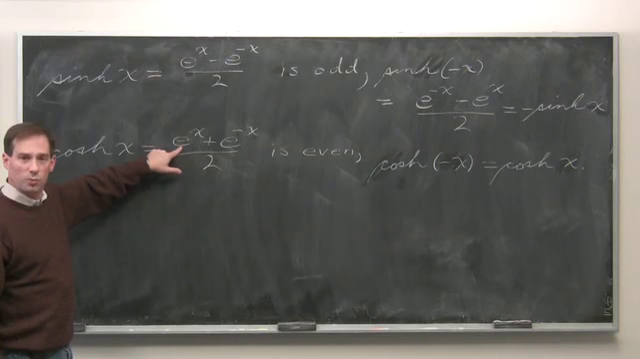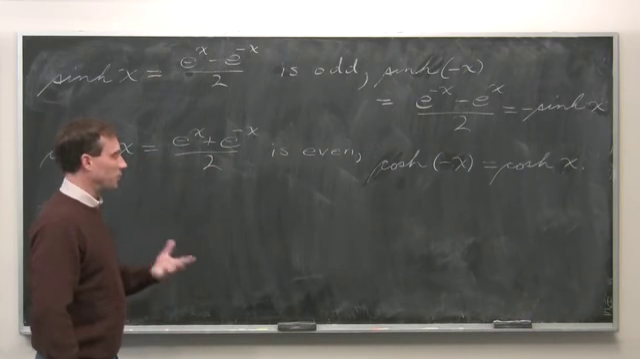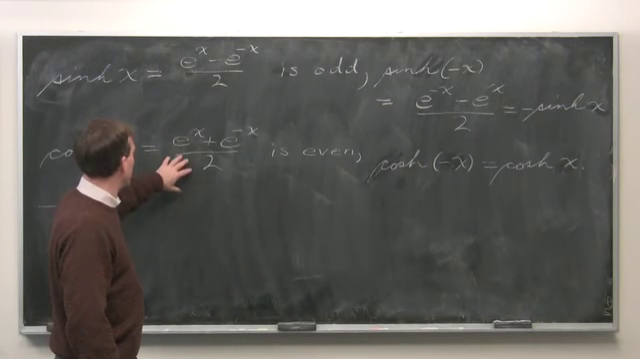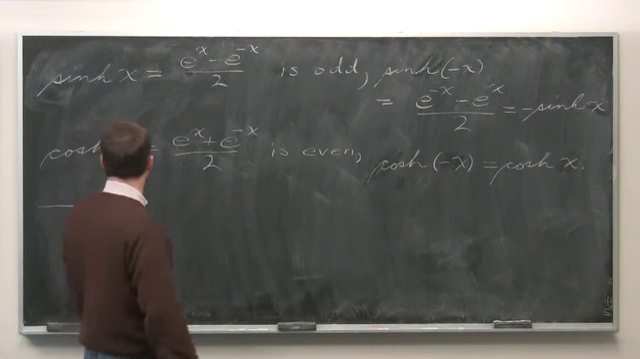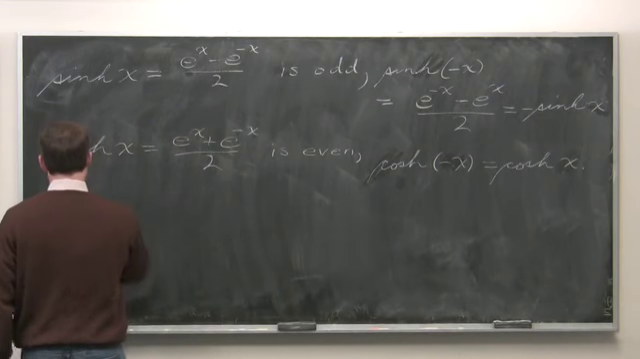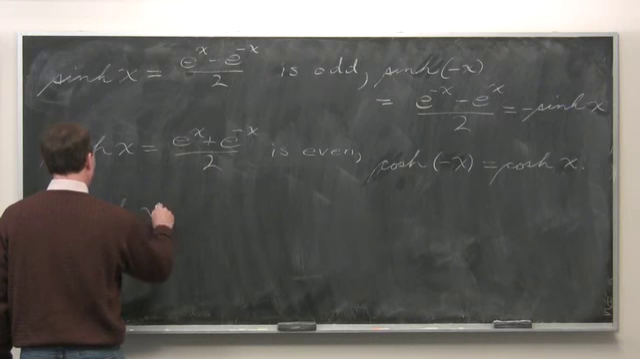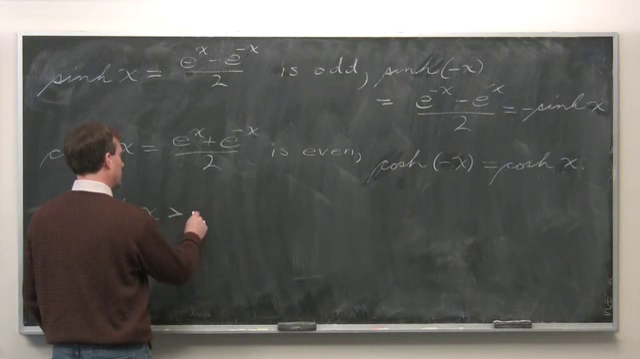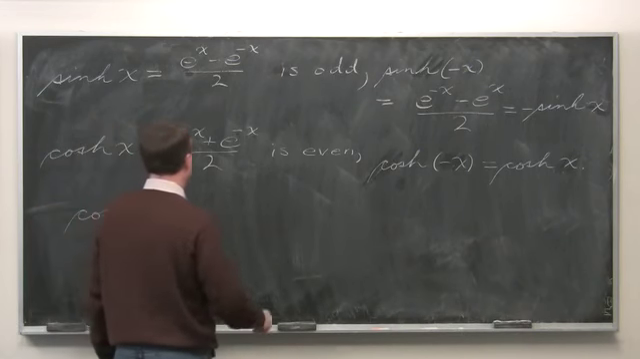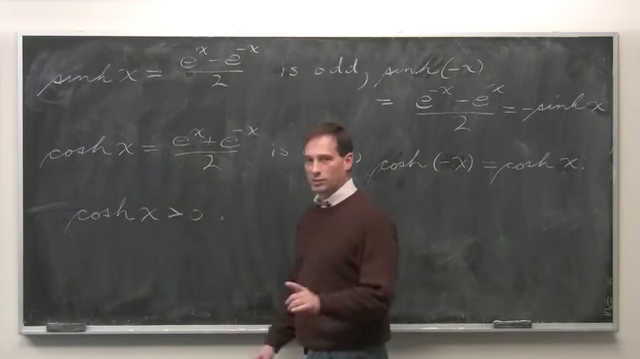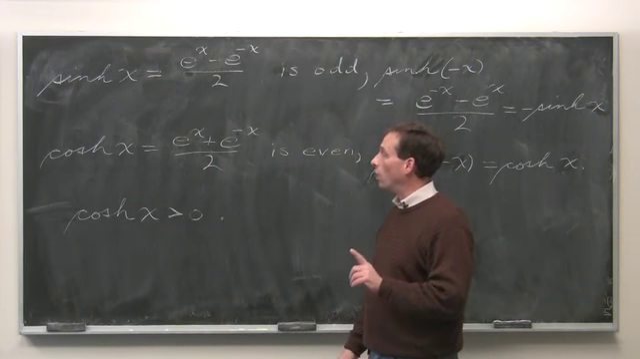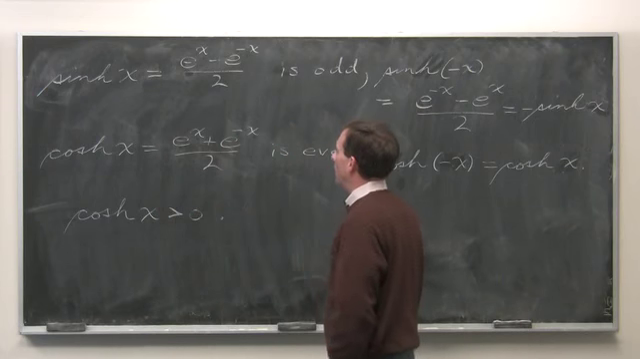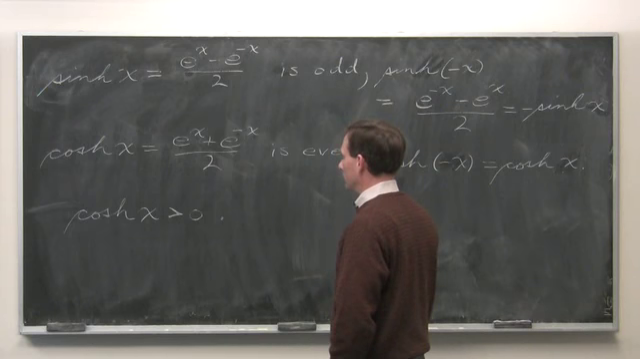Well, e to the x is always positive. E to the negative x is always positive. E to anything, or any positive base raised to a power, is always positive. So hyperbolic cosine is always, I'm going to write for right now that it's always greater than 0. But in fact, we're going to see in a minute that it has a minimum value of 1. Hyperbolic sine is certainly not always greater than 0.